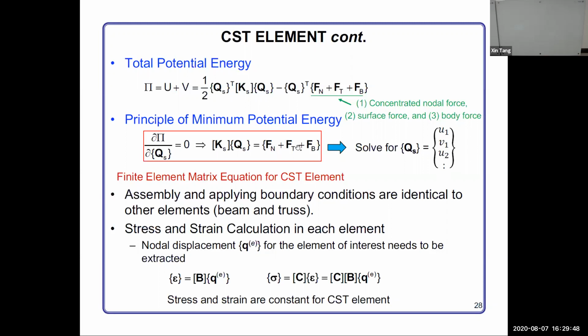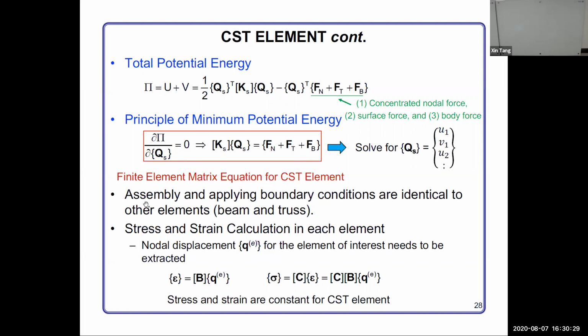Then, given the force and given the Ks matrix, we can solve all the unknowns, the unknown Q and unknown F. And we actually have an example to show how we calculate this with some simple arithmetic. Now, this equation is called the finite element matrix equation for the CST element, the constant strain triangle element.